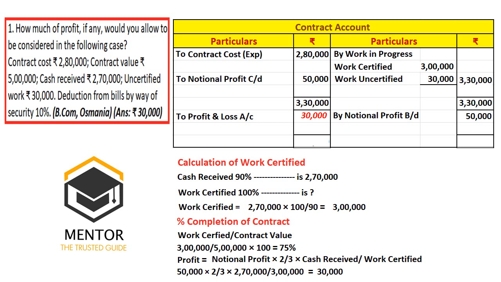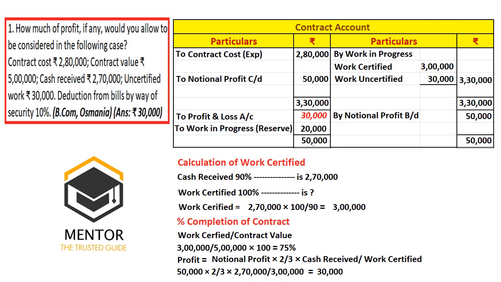In the sense, this 30,000 will be transferred to P&L account. Then we will close the amount. Balancing figure 20,000, whatever we are getting, that will be transferred to work in progress as reserve. So in this manner, we need to solve the problem of contract costing. Clear? So completion of contract is very important.